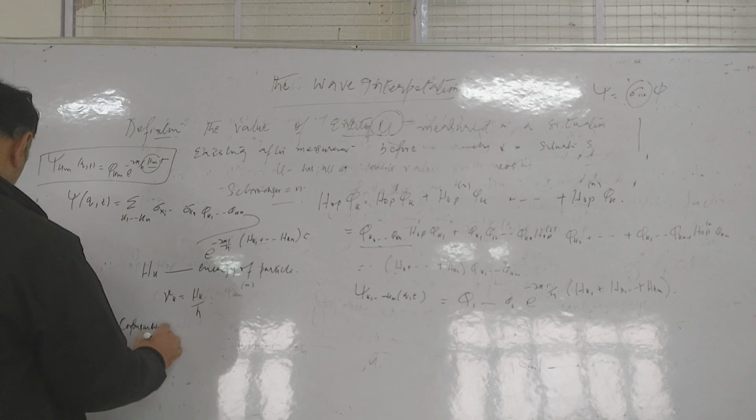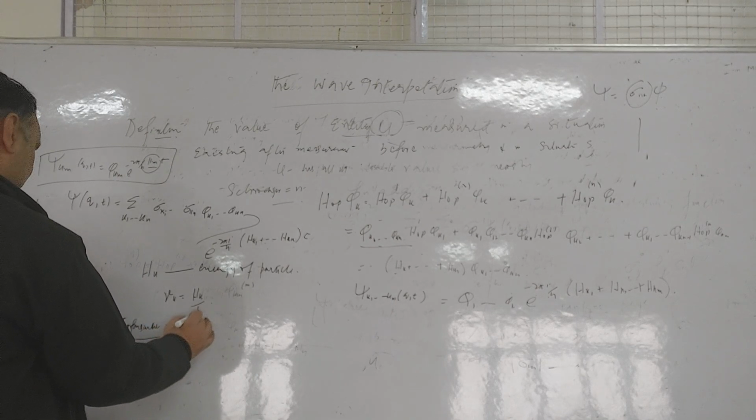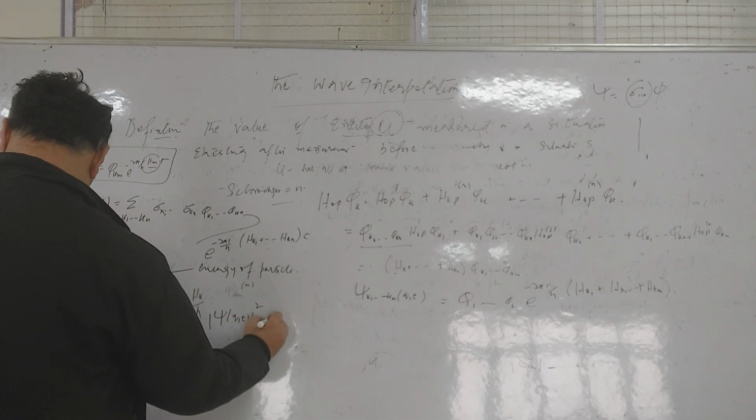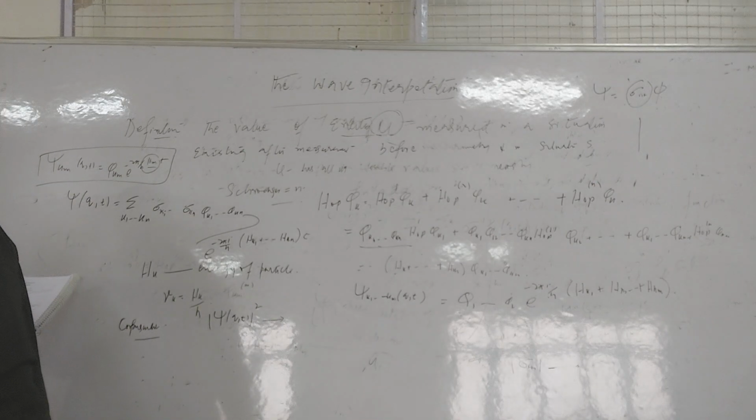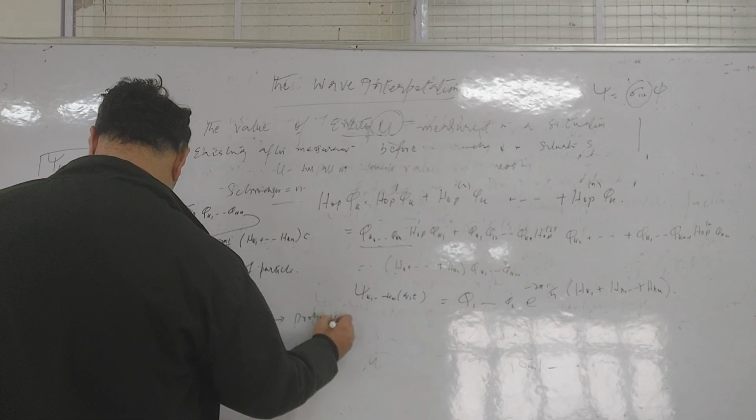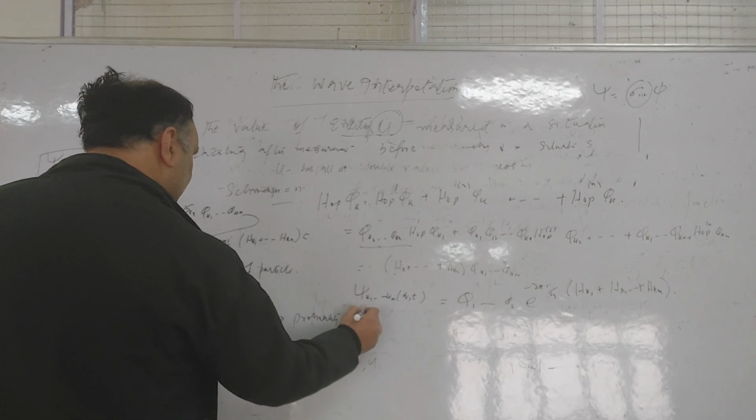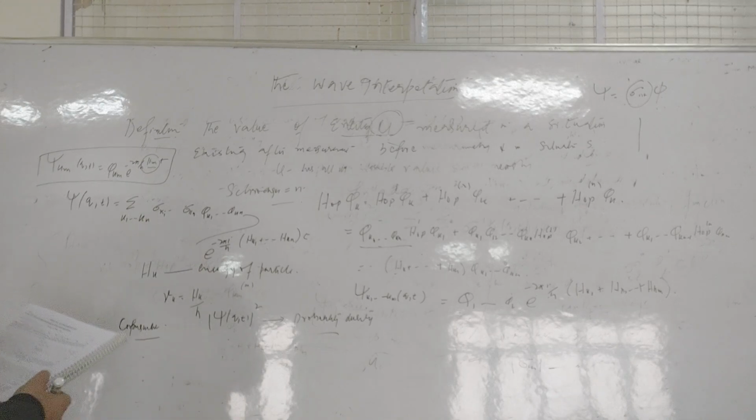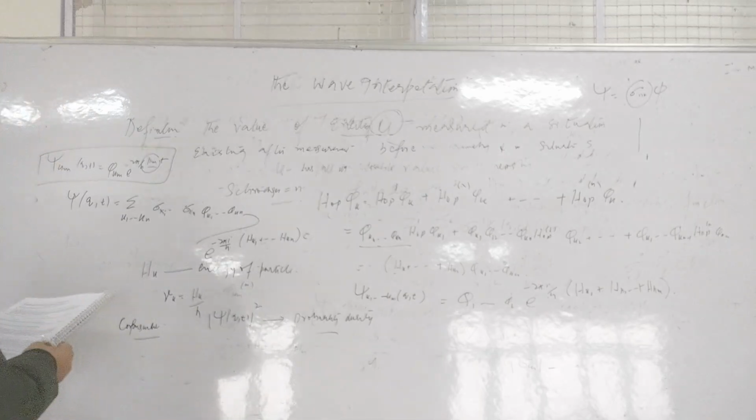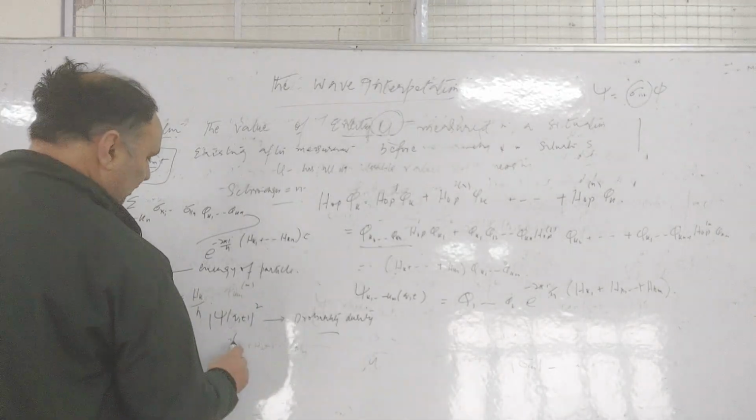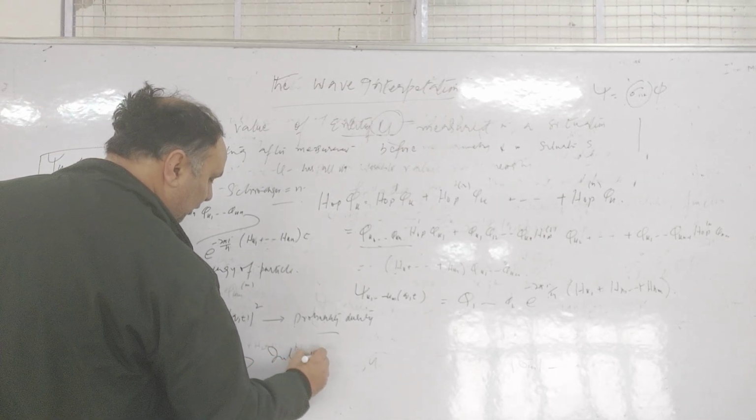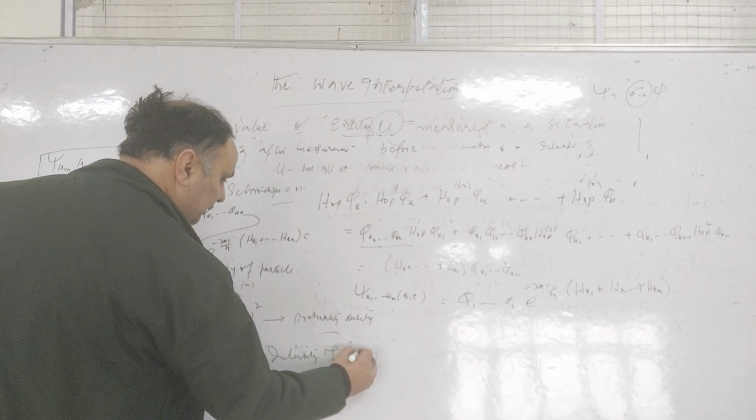In corpuscular interpretation, psi q t square represents probability density, and thus determines the number of particles at a given place at a given time. While in the wave interpretation, it does mean as if we are seeing the intensity of the field.